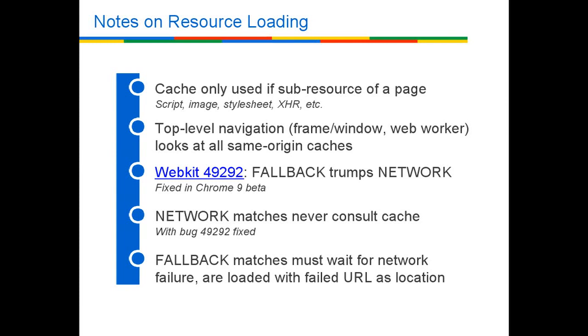So with the bug fixed, network entries or resources that match a network prefix never consult the cache. And lastly, it's worth noting that fallback prefixes must wait for the network to fail. If the browser knows that it's completely disconnected from the network, then that's pretty fast. If you're on a mobile device particularly, then it still has to make the request and get the 404 or whatever from the server. So it's potentially a significant latency depending on your conditions.